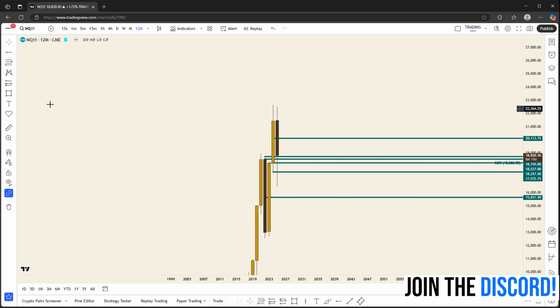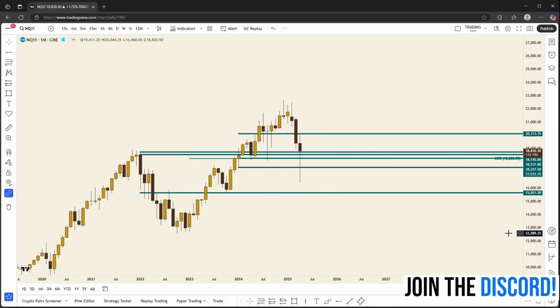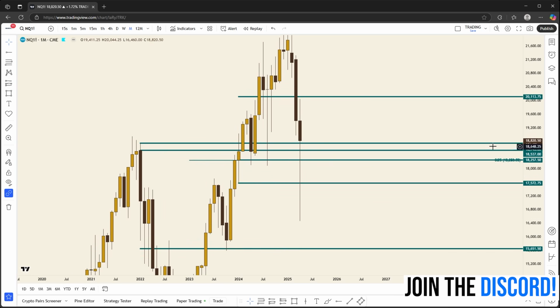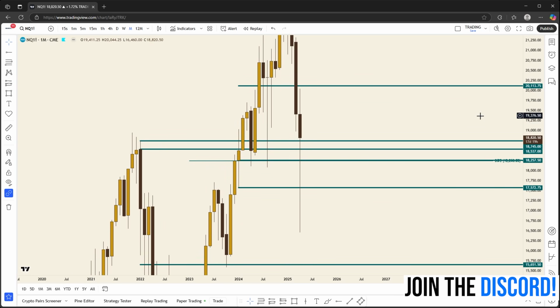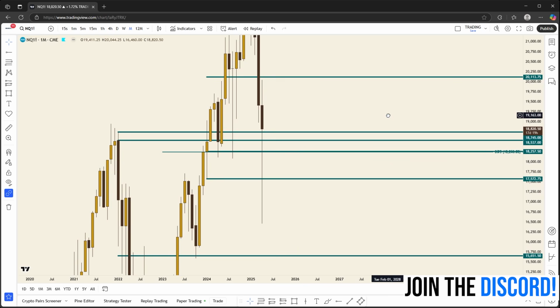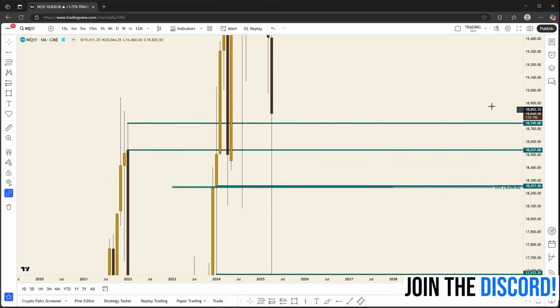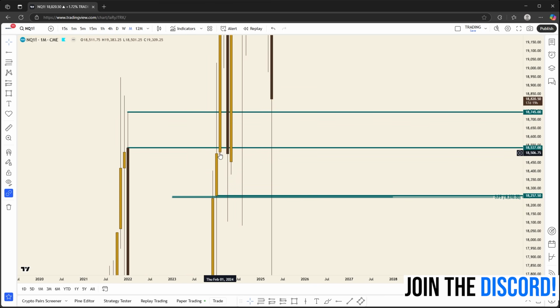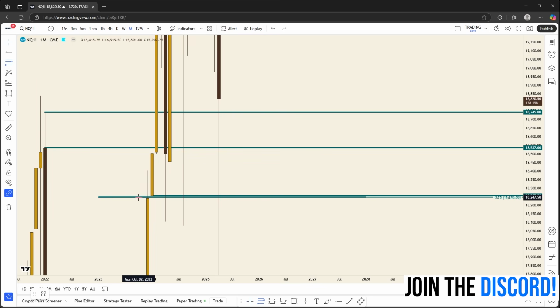So we're done with the yearly. Let's drop down to the monthly time frame now. And what is relevant here? Well, we have one thing, which is going to be this monthly fair value gap. Now, this is going to be an interesting case here.